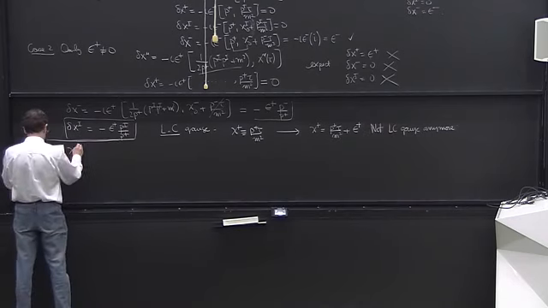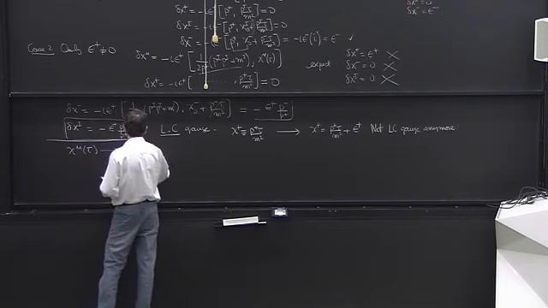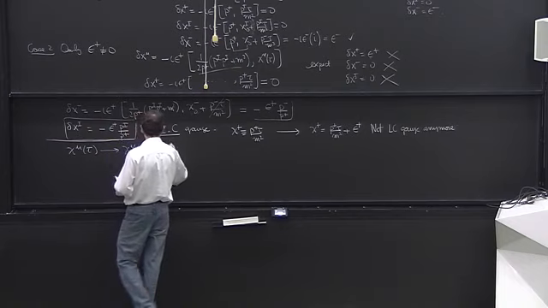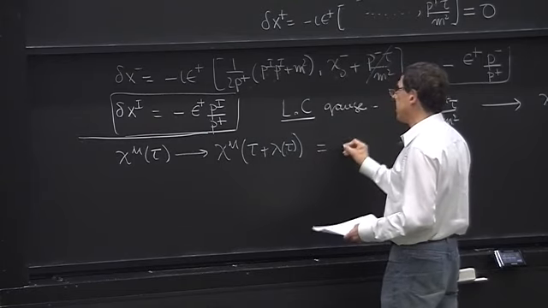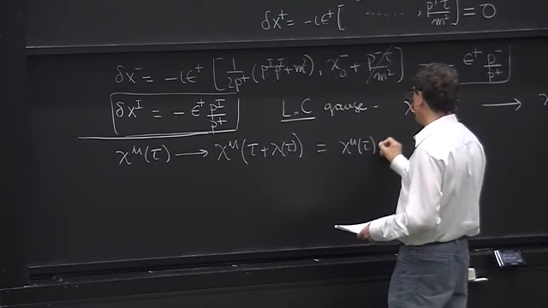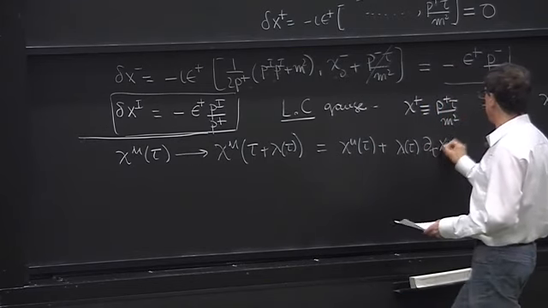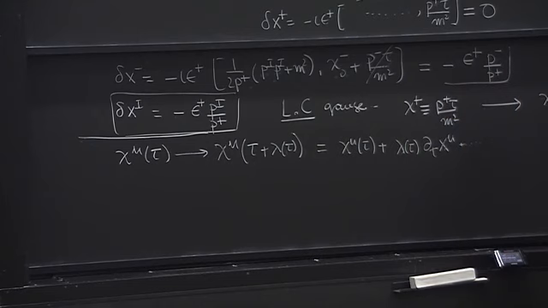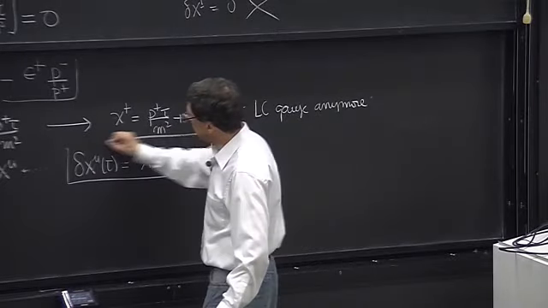Reparameterization invariance is the idea that x mu of tau can be changed into x mu of a different tau, tau plus a lambda of tau, and nothing changes. So if you write this as x mu of tau plus lambda of tau d tau x mu, you can think of this as a symmetry transformation. Delta x mu of tau equals lambda of tau d tau x mu. This is a symmetry.